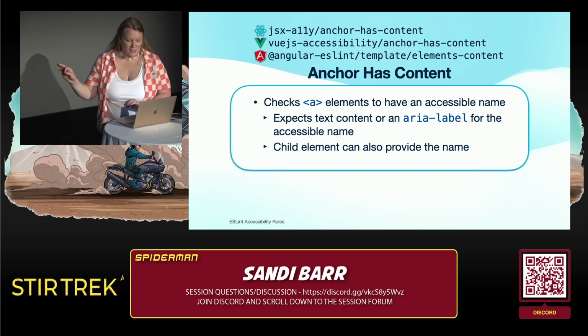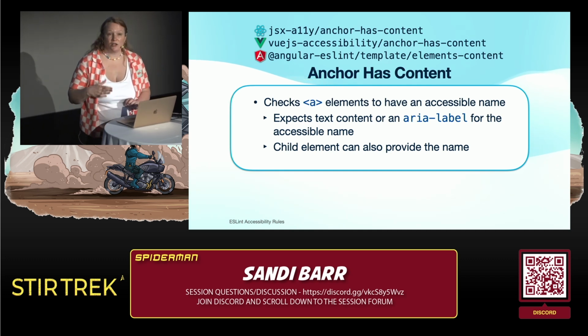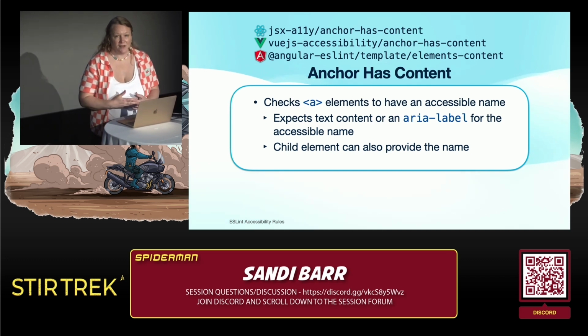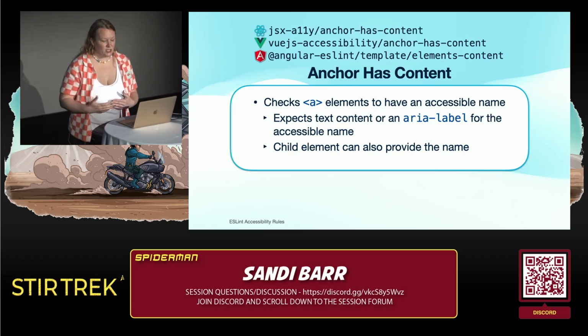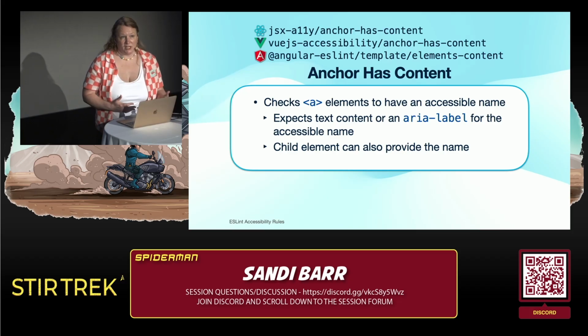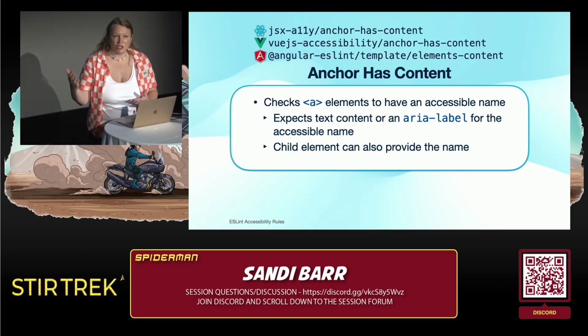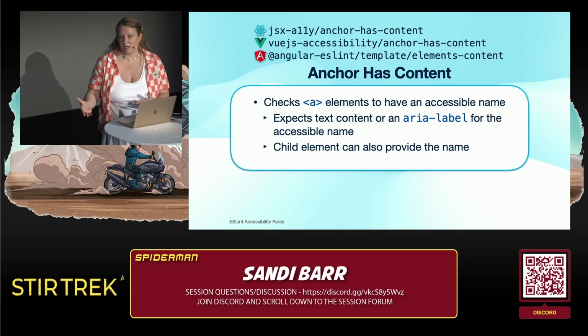This rule, anchor has content, checks for anchors or links to have an accessible name. The accessible name is what is read by screen readers for an element along with its role. The accessible name can be provided by text content, an ARIA label, or a child element with text content or an ARIA label.